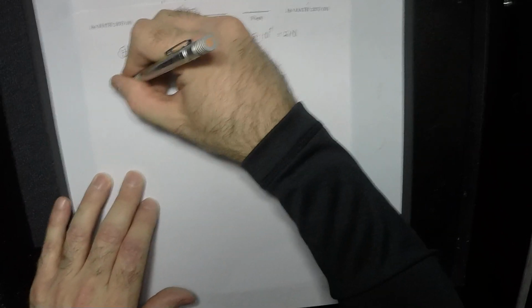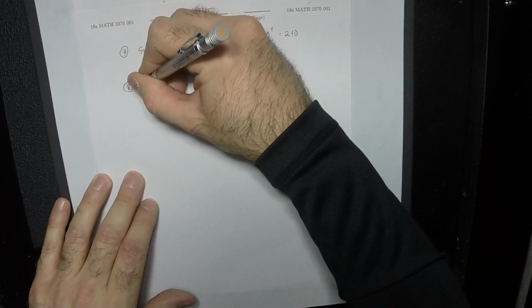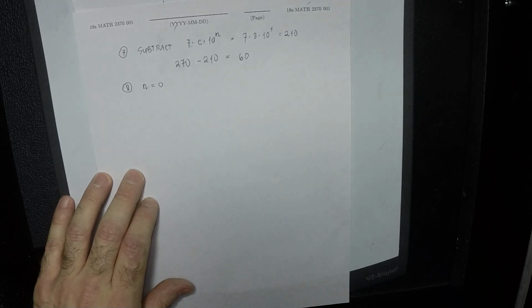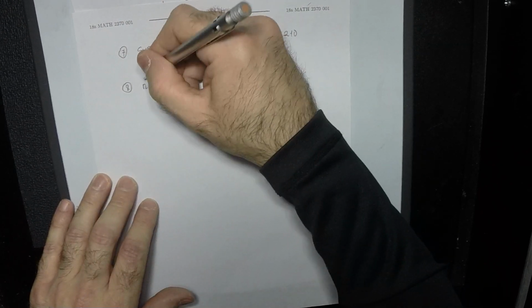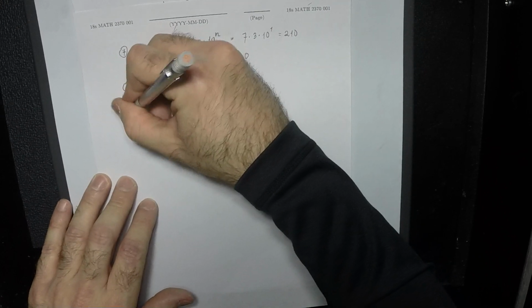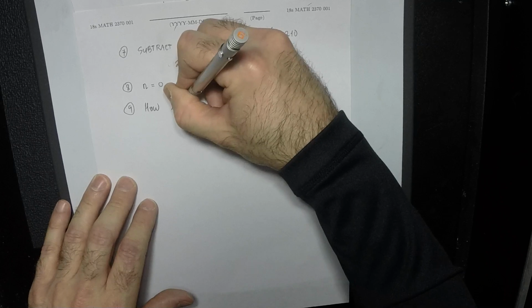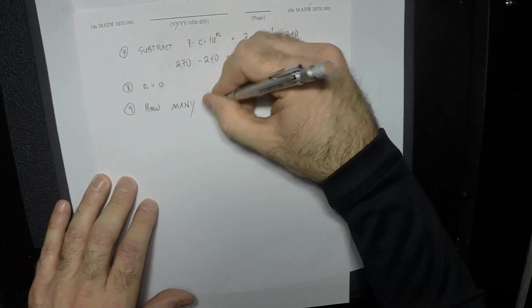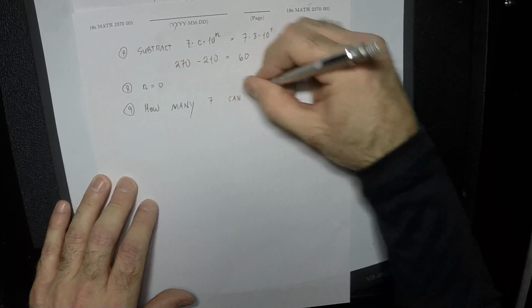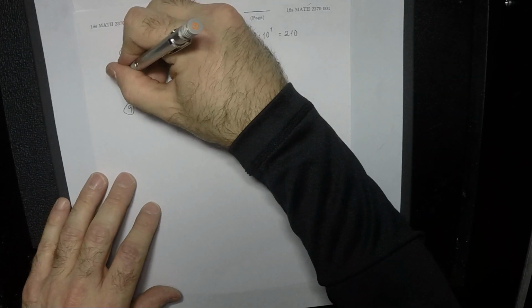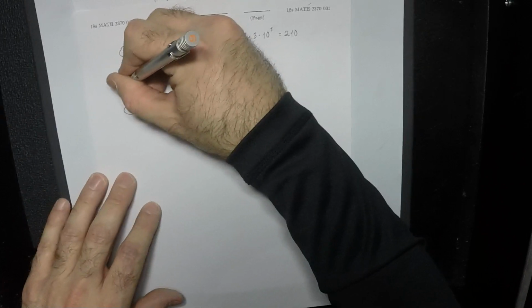So now the exponent is n equal to 0. The exponent is 0 because we decrement the exponent from 1 to 0, and then we ask how many 7s can we take away? Oh wait, we forgot to increase the quotient, right? So this one's 9 and this one's 10.